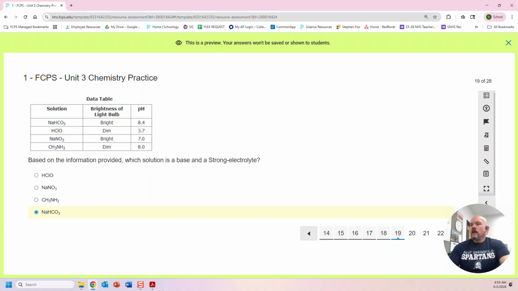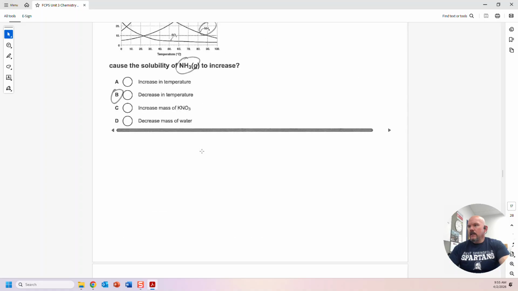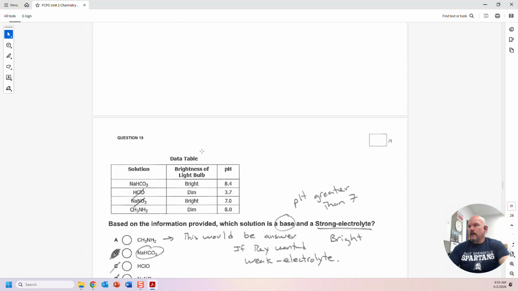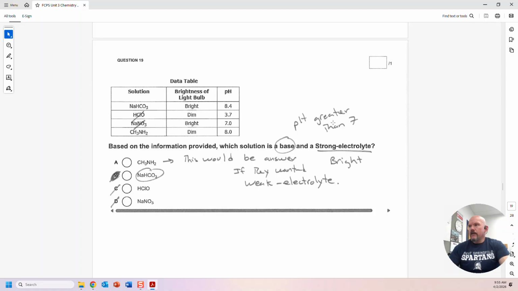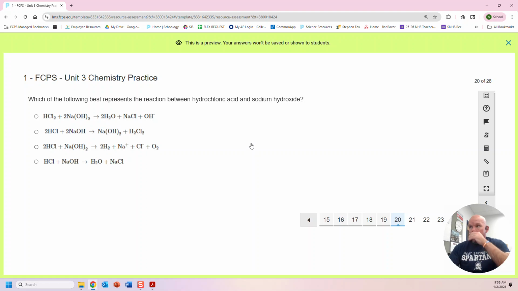All right, let's just go back and see if I have any notes. Solubility. Right, okay. pH greater than 7, bright light bulb, right? So we go back, and the next one, all right?